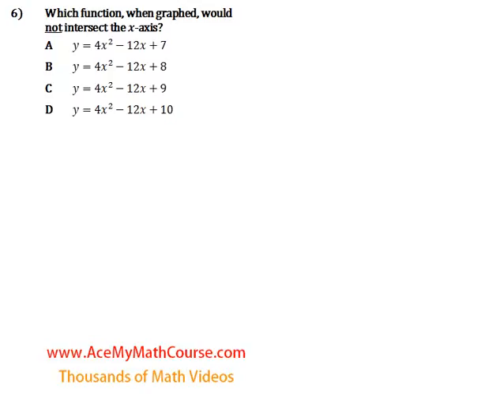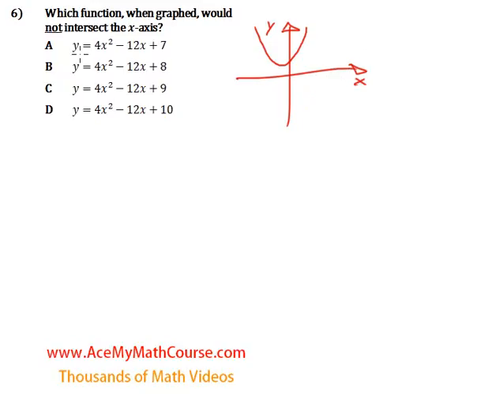Question number 6. Which function, when graphed, would not intersect the x-axis? So we essentially want a quadratic function that would look something like that. It would be just above the x-axis or below, but in that case it just cannot touch the x-axis, which is the horizontal line right here.